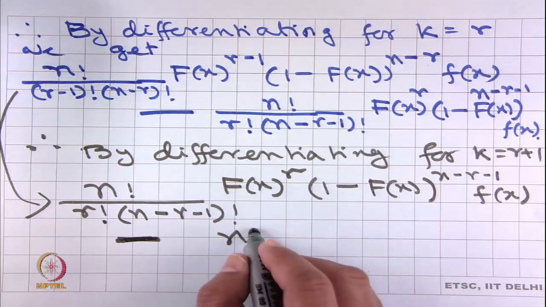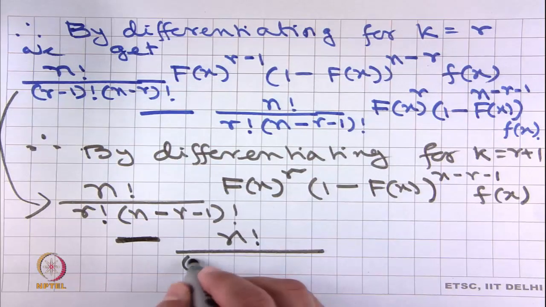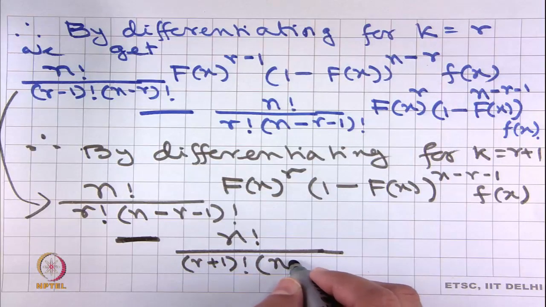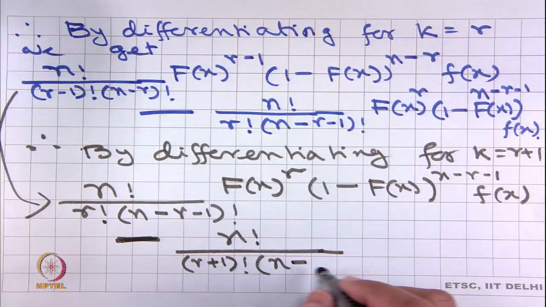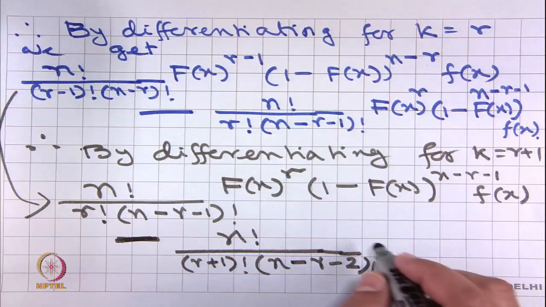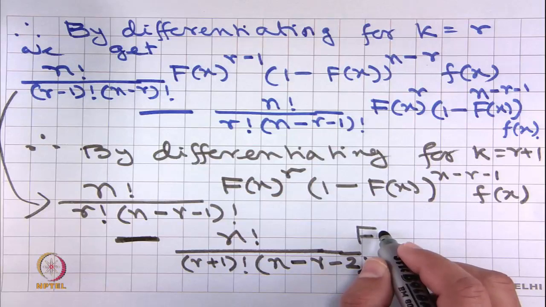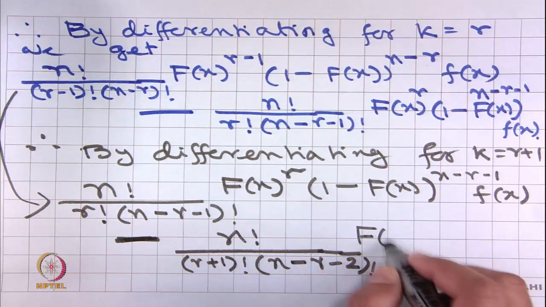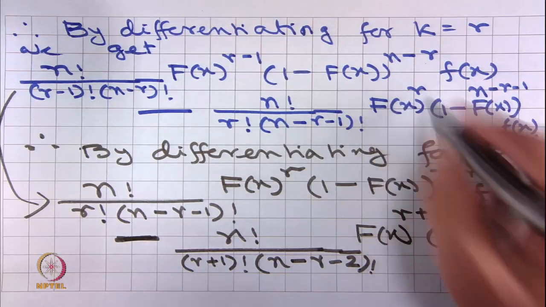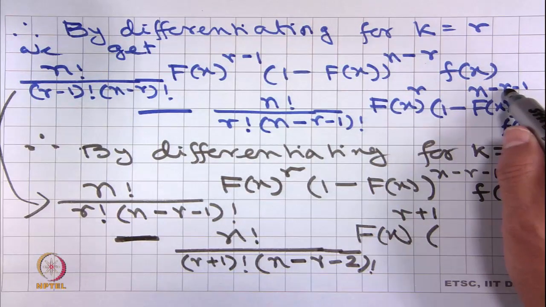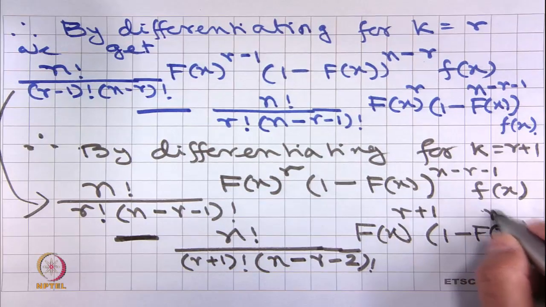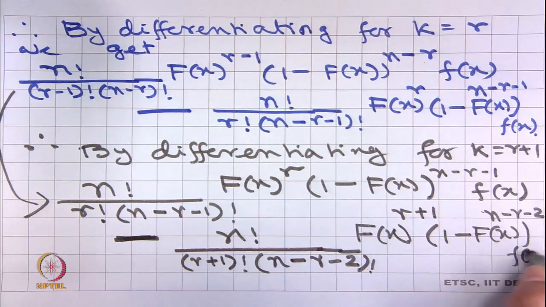Subtraction, n factorial upon r plus 1 factorial, n minus r minus 2 factorial, f(x) to the power r plus 1, where r is replaced with r plus 1, and now here r will be replaced with r plus 1. So, what we will get is (1 minus f(x)) whole to the power n minus r minus 2 multiplied by f'(x).